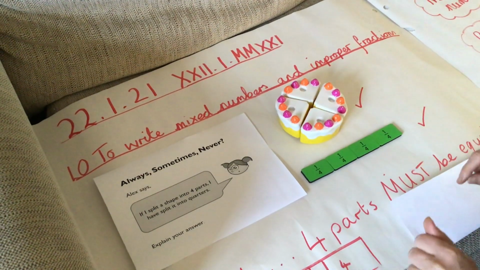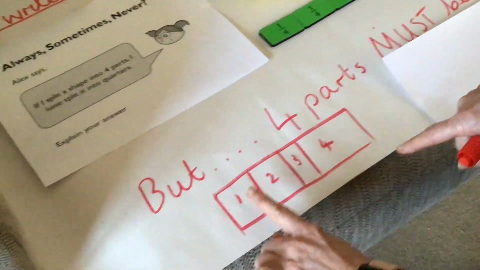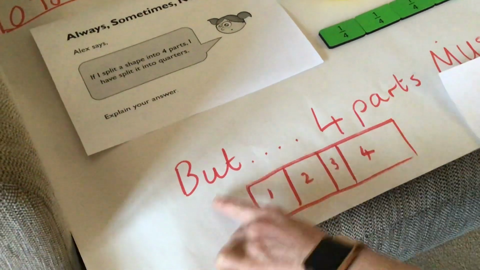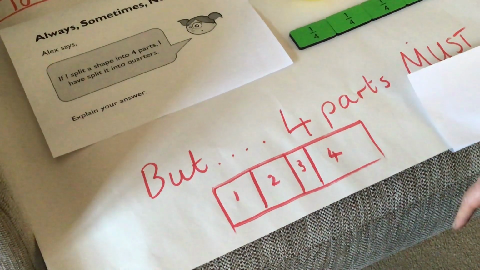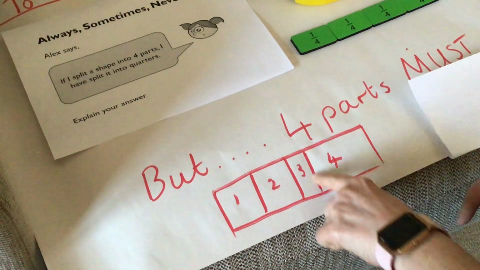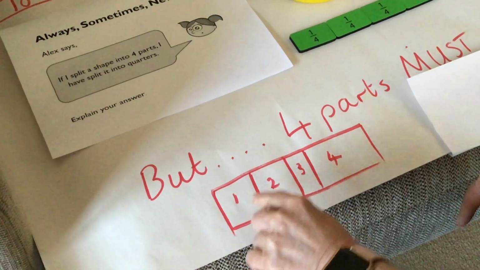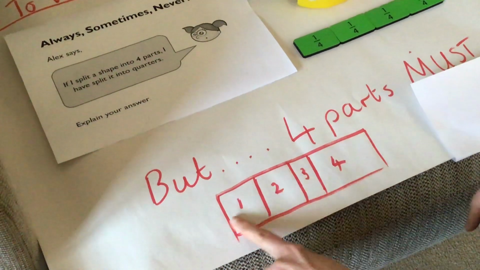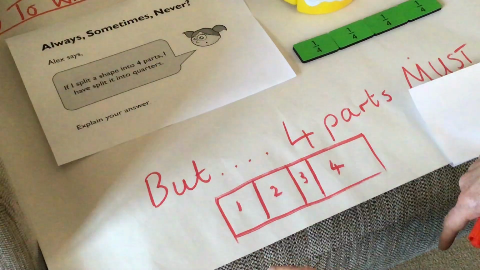However, if we look at my diagram down here, I have got 1, 2, 3, 4 parts again. But if you look at the diagram, they aren't equal parts. This bit at the bottom here, this 4th section, is much bigger than this one and this one and this one. So yes, it's in 4 parts, but it is not in quarters because they are not in equal parts.